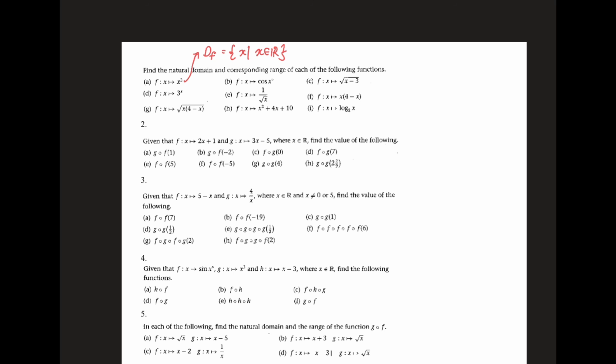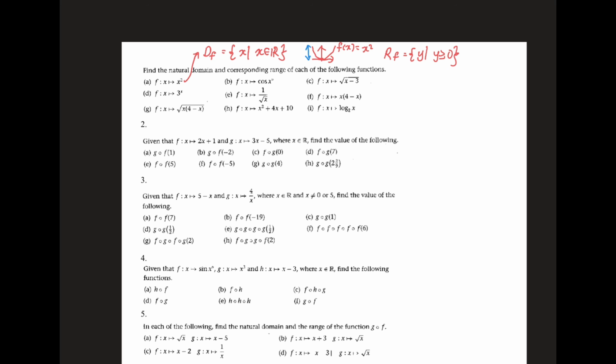The range, we have to sketch the graph. Imagine that y equal to, or fx equal to, x squared. The graph is like this. Then to find the range, we check the lowest point to the highest point of the graph. So from here we know that our y is always more than or equal to 0. So because of that, the range of f is y more than or equal to 0.